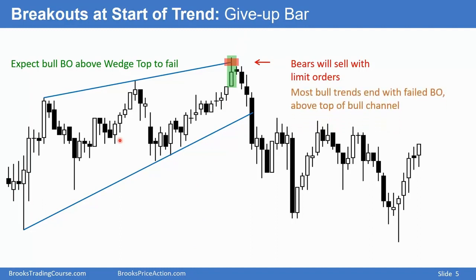Most bull trends, in fact, most trends, bull or bear, end with a failed breakout. Here we have a bull trend. We're trying to break above the top of the channel, but we have a tail and not a particularly big bull bar. Look at the follow through after this bull bar, a bear bar. Bad follow through.